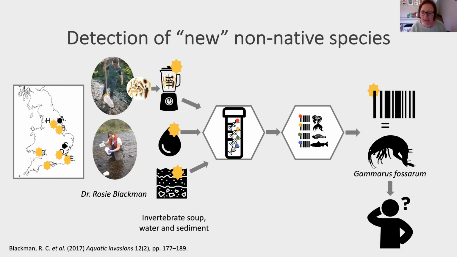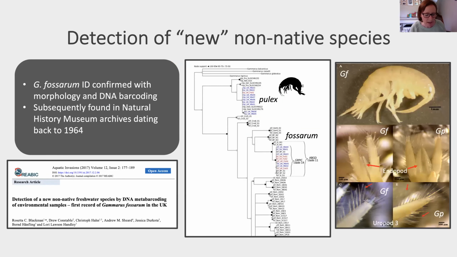So obviously this needed some verification. So Rosie went back to 2 of the catchments and sampled 40 Gammarus from each of them. And she then verified the samples using morphology and also DNA barcoding, and they were confirmed as fossarum, as shown in the middle here. And then she actually went to the Natural History Museum and looked through their archives, so they have a gazillion jars of macroinvertebrates, and she found fossarum in the archives dating back to 1964. So it's been present for a lot longer than we thought.